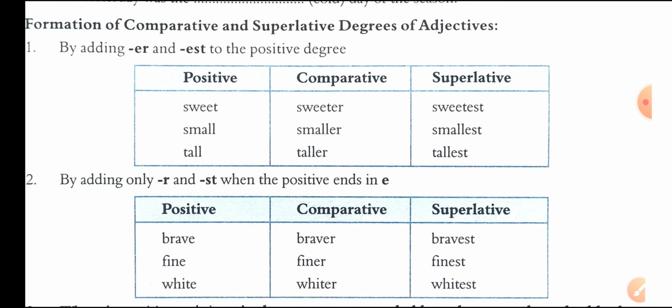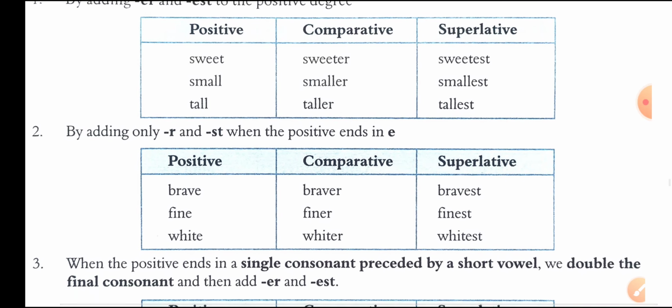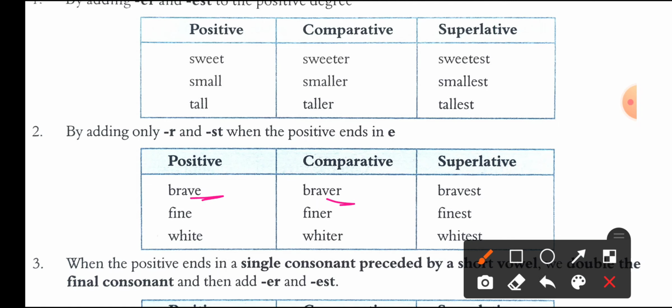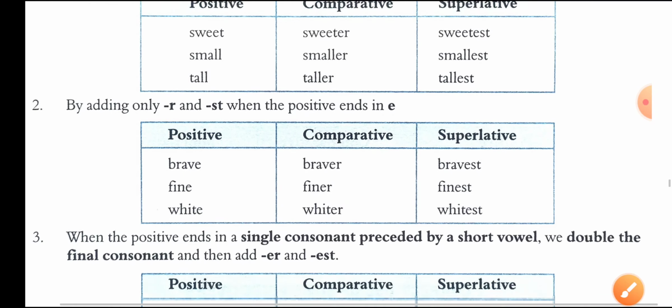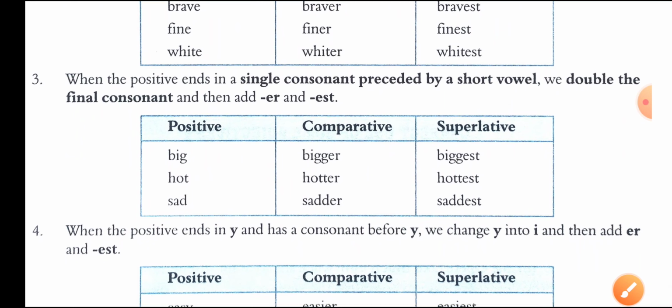Second, we add only R and ST to positive degrees that end in E. Brave already has E in the spelling, so you will add only R and ST: brave, braver, bravest. Fine, finer, finest. White, whiter, whitest. The next rule is for when the positive degree ends with a consonant.